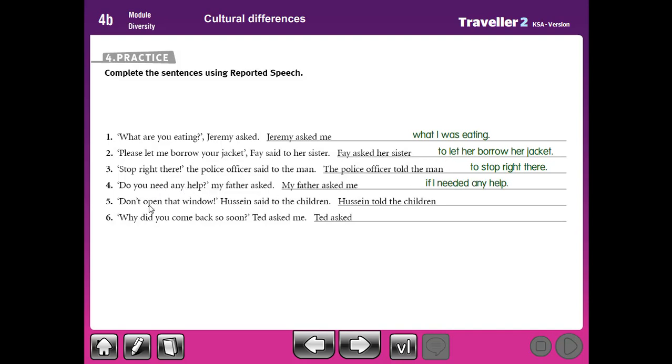That's very good. Don't open the window, Hussein said to the children. We have here don't. We change don't into not to. Very good. Not to open that window.